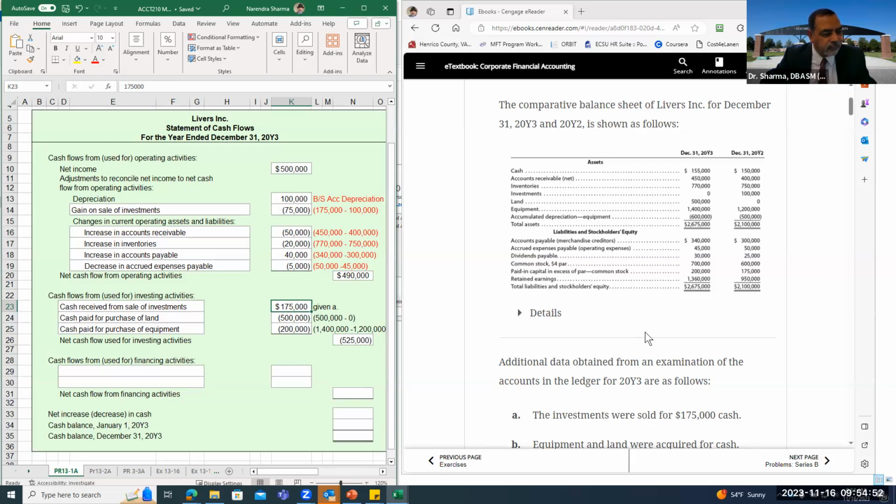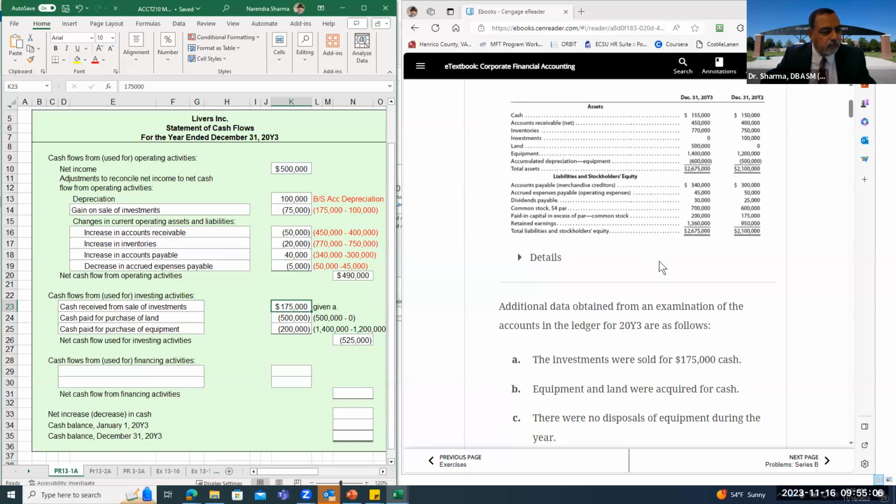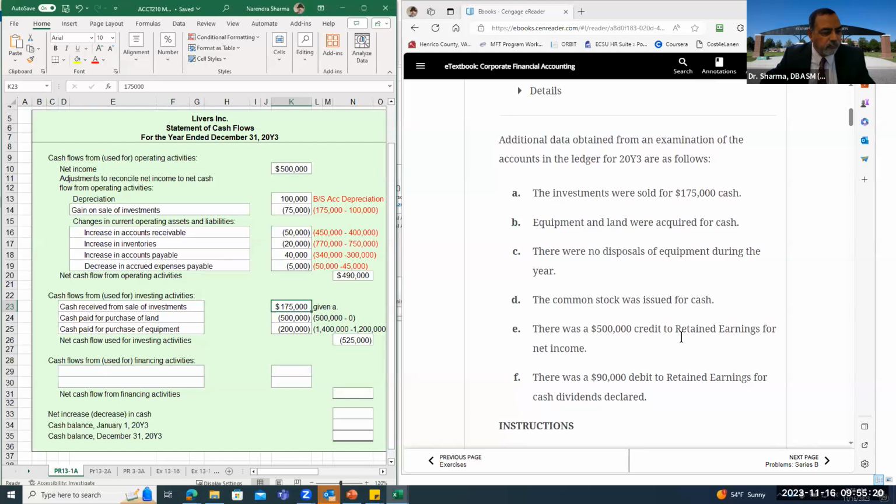On the financing activities, in the last class I mentioned to you, there are three things you're looking for. That is, if you have borrowed money, so that would be on the long-term liability, or if you have issued any common stock or preferred stock, that will be again on the liability side. And then if there is any payment of cash dividend, of course. So here somewhere we were given that there was a 90,000 debit to retained earnings for cash dividends declared. So that means I have a dividend payment. So let me start with that.